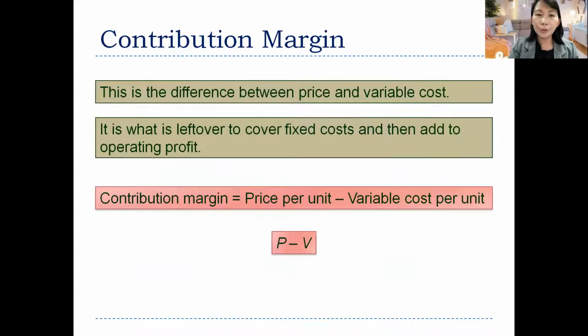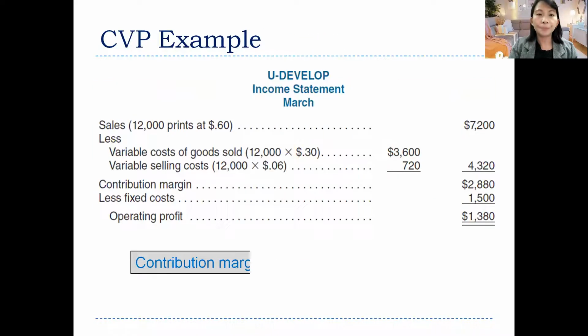How about contribution margin? Contribution margin is the difference between the price, the selling price, and the variable cost. It is what is left over to cover the fixed cost and then add to operating profit. So the contribution margin formula is equal to price per unit, your selling price, minus variable cost per unit. That is so-called your CMU, contribution margin per unit.